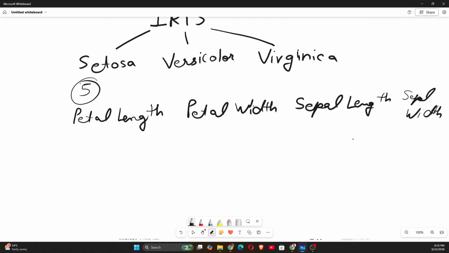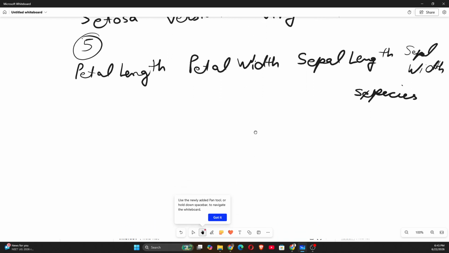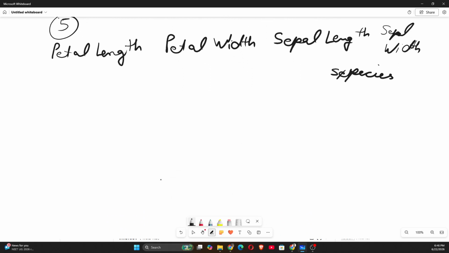And the last one is species. Species. So let's understand what is petal and sepal first. So this is suppose a flower, iris flower. This is petals.